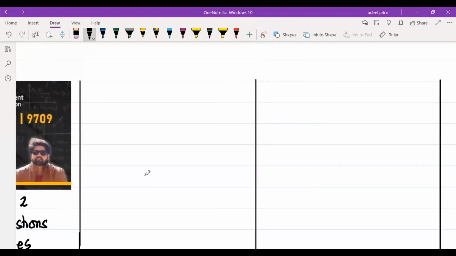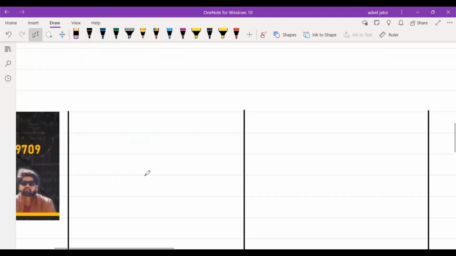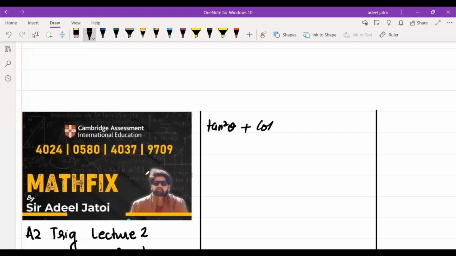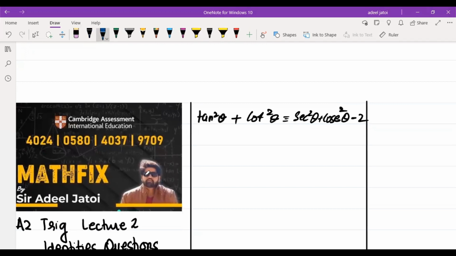Let's move to example number 2. Let's say that we have tan square theta plus cot square theta, and let's prove it equals sec square theta plus cosec square theta minus 2. Some of you might change tan square theta to sine square theta upon cos square theta, but the identity of tan square theta can also be written as sec square theta minus 1, and cot square theta can be written as cosec square theta minus 1. Minus 1 minus 1 becomes what? Minus 2. So this can be written as sec square theta plus cosec square theta minus 2. Hence it is proved.